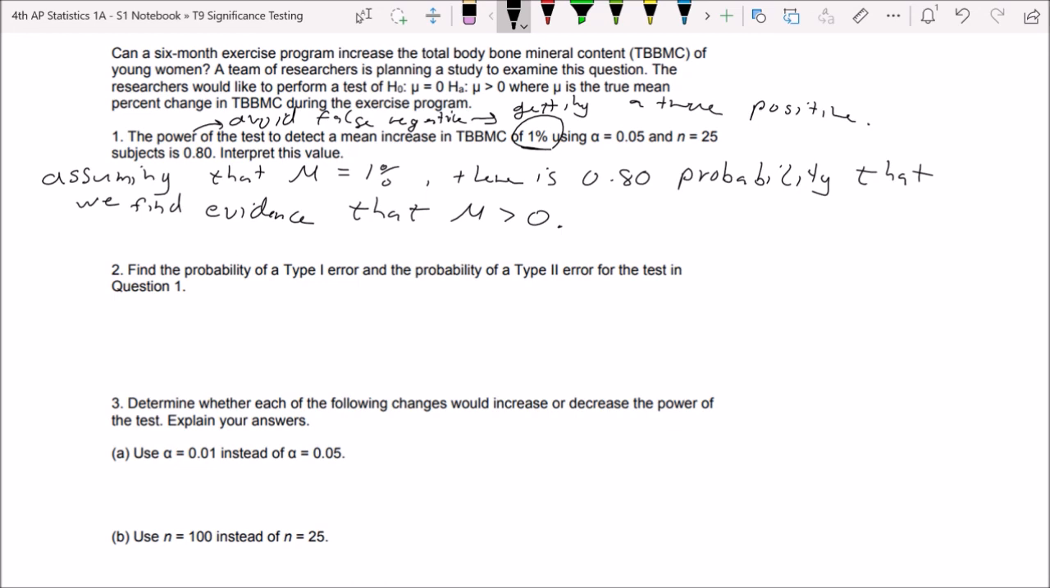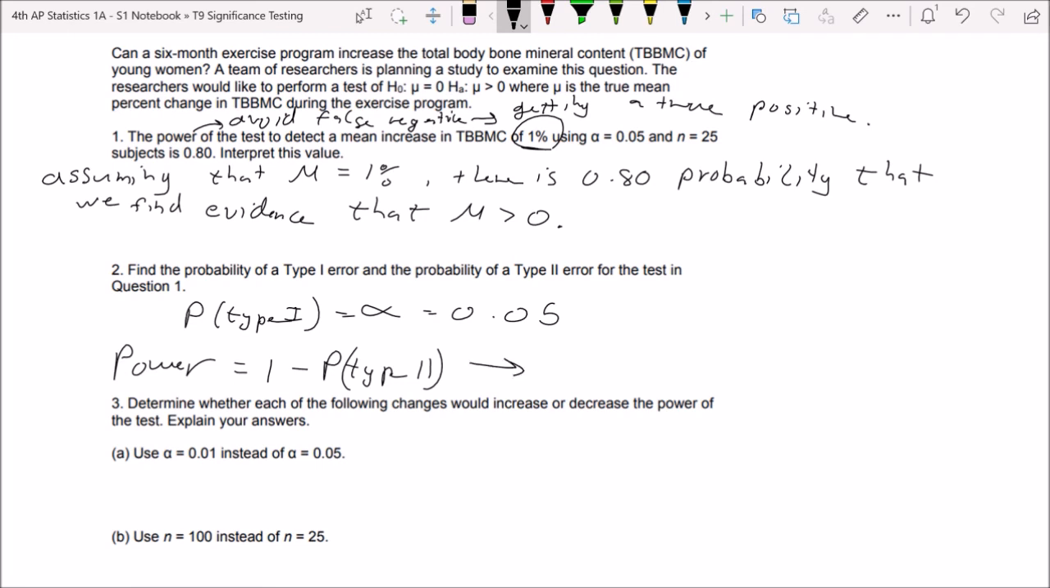Okay. Number 2, find the probability of a type 1 error and the probability of a type 2 error. Okay, so probability of type 1, that's just alpha. And so I'm going to write that here to remind you of that. That's alpha, which is 0.05. And remember, we said that the power of the test is 1 minus the probability of a type 2 error. So what is the probability of a type 2 error then? Well, it's the complement of the power. The probability of a type 2 error then is going to be 0.2.